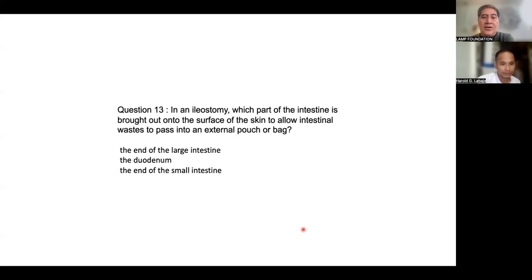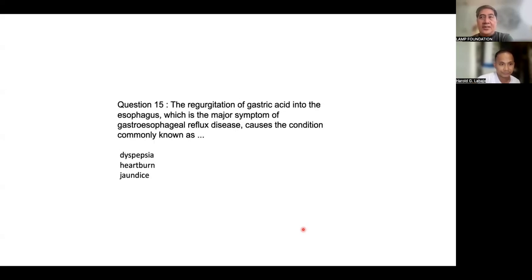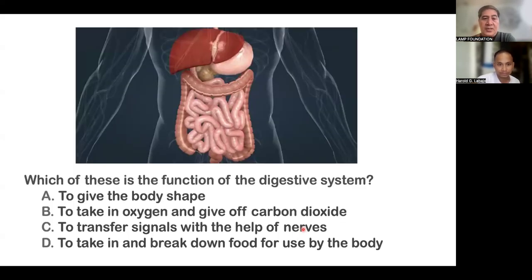Gallstones are composed of varying amounts of bilirubin and what other substance? Cholesterol. In an ileostomy, which part of the intestine is brought out onto the surface of the skin to allow intestinal waste to pass into an external pouch or bag? The end of small intestine. Which of the following is a potential problem due to long-term use or high doses of anti-inflammatory drugs such as aspirin, ibuprofen, or naproxen? Ulcers. The regurgitation of gastric acid into the esophagus, which is the major symptom of gastroesophageal reflux disease or GERD, causes the condition commonly known as? Heartburn.